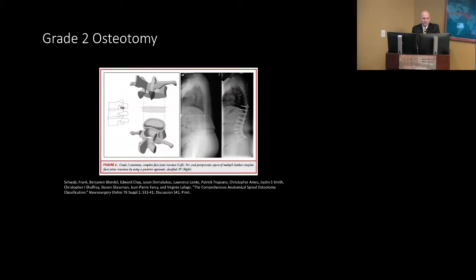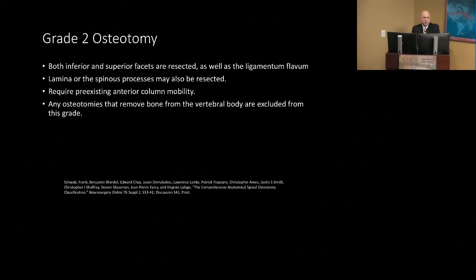A grade 2 osteotomy is essentially now a complete facet joint resection, taking the complete inferior articulating process as well as the superior articulating process. You can also resect the ligamentum flavum as well as part of the lamina or spinous process if needed. Again, it requires pre-existing anterior column mobility. And any osteotomies that remove bone from the vertebral body are excluded from this grade.